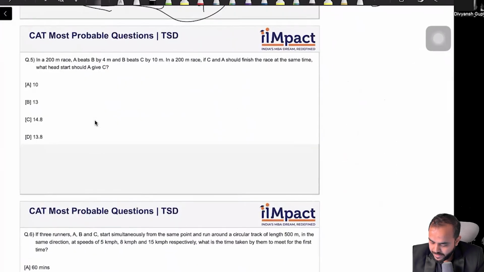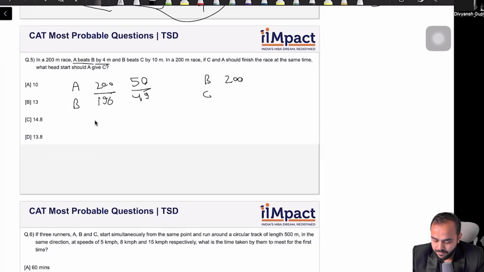In a 200-meter race, A beats B by 4 meters, which means A travels a distance of 200 meters when B travels a distance of 196 meters, which means the ratio of their speeds is 50 is to 49. Now B beats C by 10 meters in the same race. So if B travels 200 meters, C will travel 190 meters, which means that the ratio of their speeds is 20 is to 19.